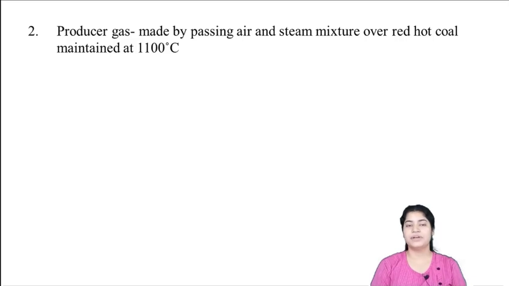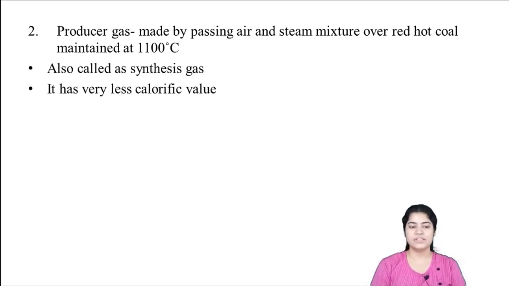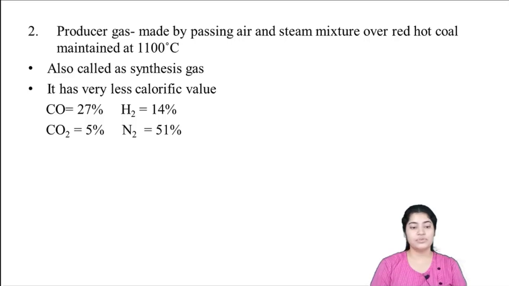Next gas is producer gas. This gas is made by passing an air and steam mixture over red hot coal maintained at 1100 degrees Celsius. In water gas, you are only passing steam. Now here air is also there. It is also called synthesis gas because it is synthesized. As air is also passed, you can see the concentration of N2 has increased.